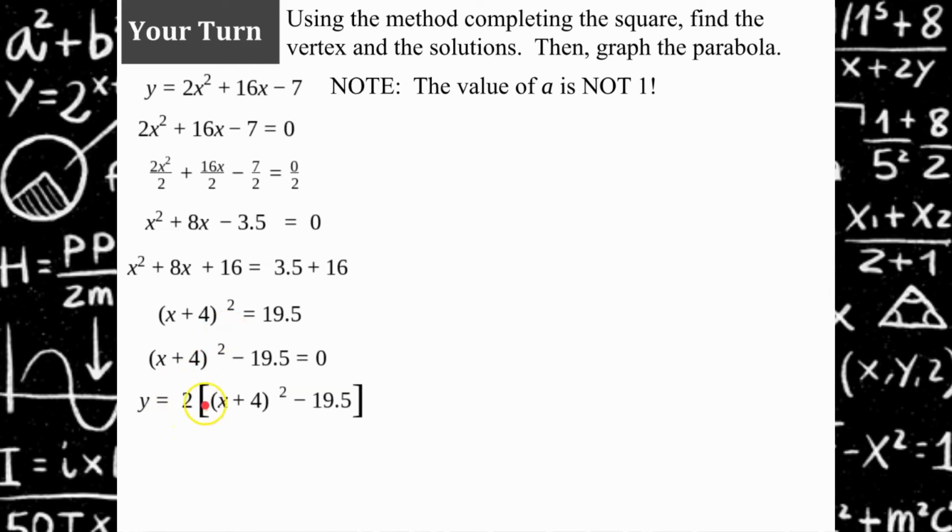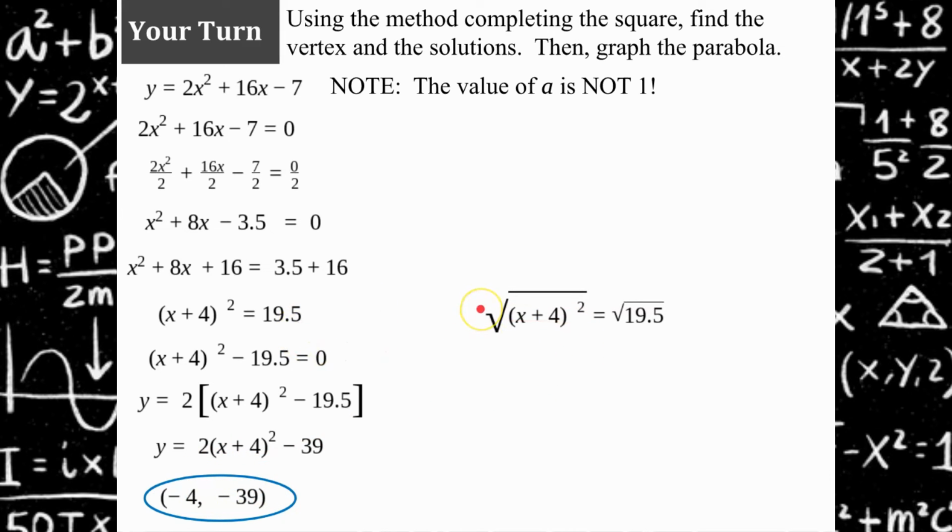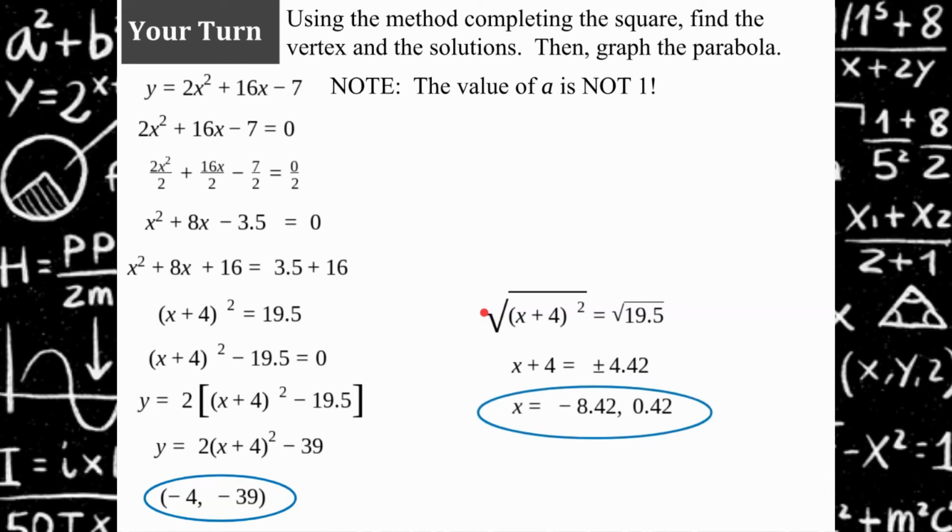Remember to put a back in, and now I need to distribute it. So it becomes y equals 2 times this product, and then 2 multiplied by negative 19.5 is negative 39, giving me a vertex of negative 4, negative 39. Come back and finish completing the square, finding the square root of both sides, subtract 4 from both sides, and there are my roots. So I know my y-intercept, I know my vertex, and I know my roots.